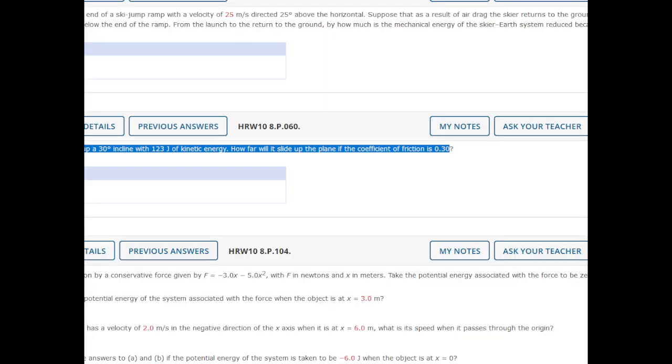PH261, Chapter 8, homework problem. I believe this one is number 8. So it says, a 3.7 kilogram block starts up a 30 degree incline with 123 joules of kinetic energy. How far will it slide up the plane with the coefficient of friction being 0.3? So, well, we can list our givens.